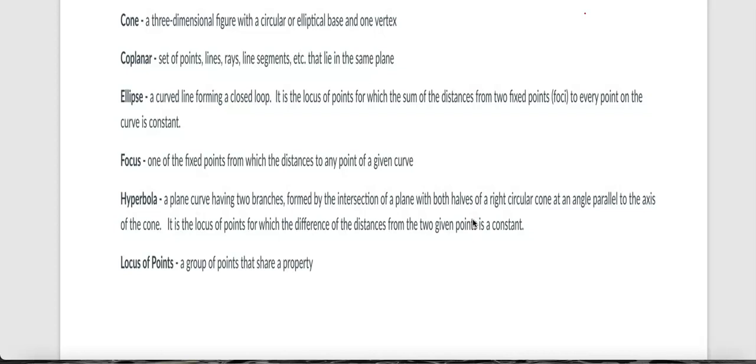Locus of a point: a group of points or a family of points that share a property. Let's go to the next slide.